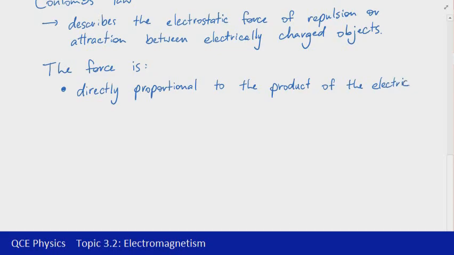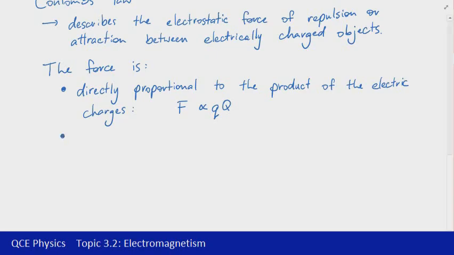So directly proportional to the product of the electric charges, and that means that we have F being proportional to q multiplied by Q. So lowercase q to represent one charge, capital Q to represent the other. It'll become apparent why we're using those two letters and not just Q1 and Q2 a bit later.